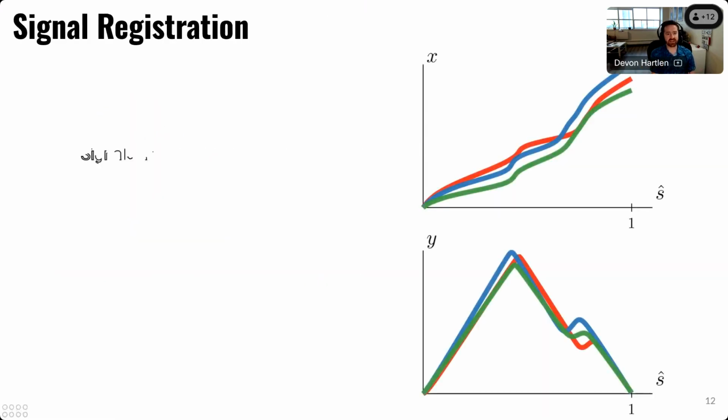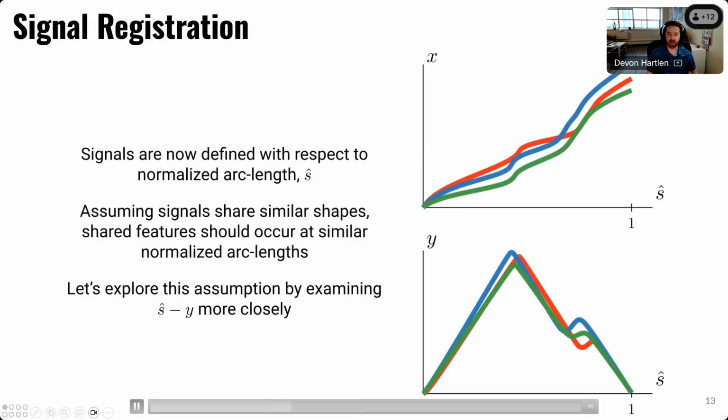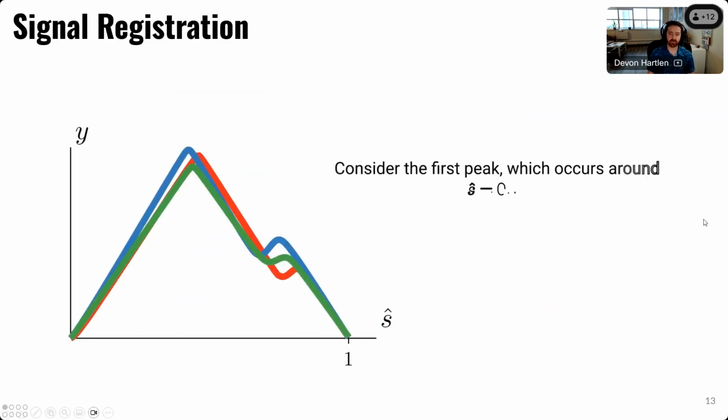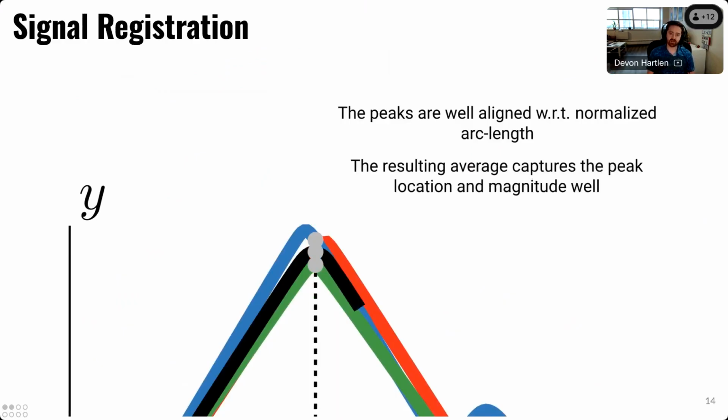Now, one of the underlying assumptions of arc length normalization is that shared features occur at similar normalized arc lengths, but we should always explore if our assumptions are true. So let's look at this more closely by looking at y with respect to s hat in the lower corner. And we'll consider the first peak, which occurs around a normalized arc length of 0.45. If we zoom in and draw points at 0.45, we'll see that the peaks are pretty well aligned with respect to arc length, and the resulting average drawn with respect to arc length captures the peak location and magnitude well.